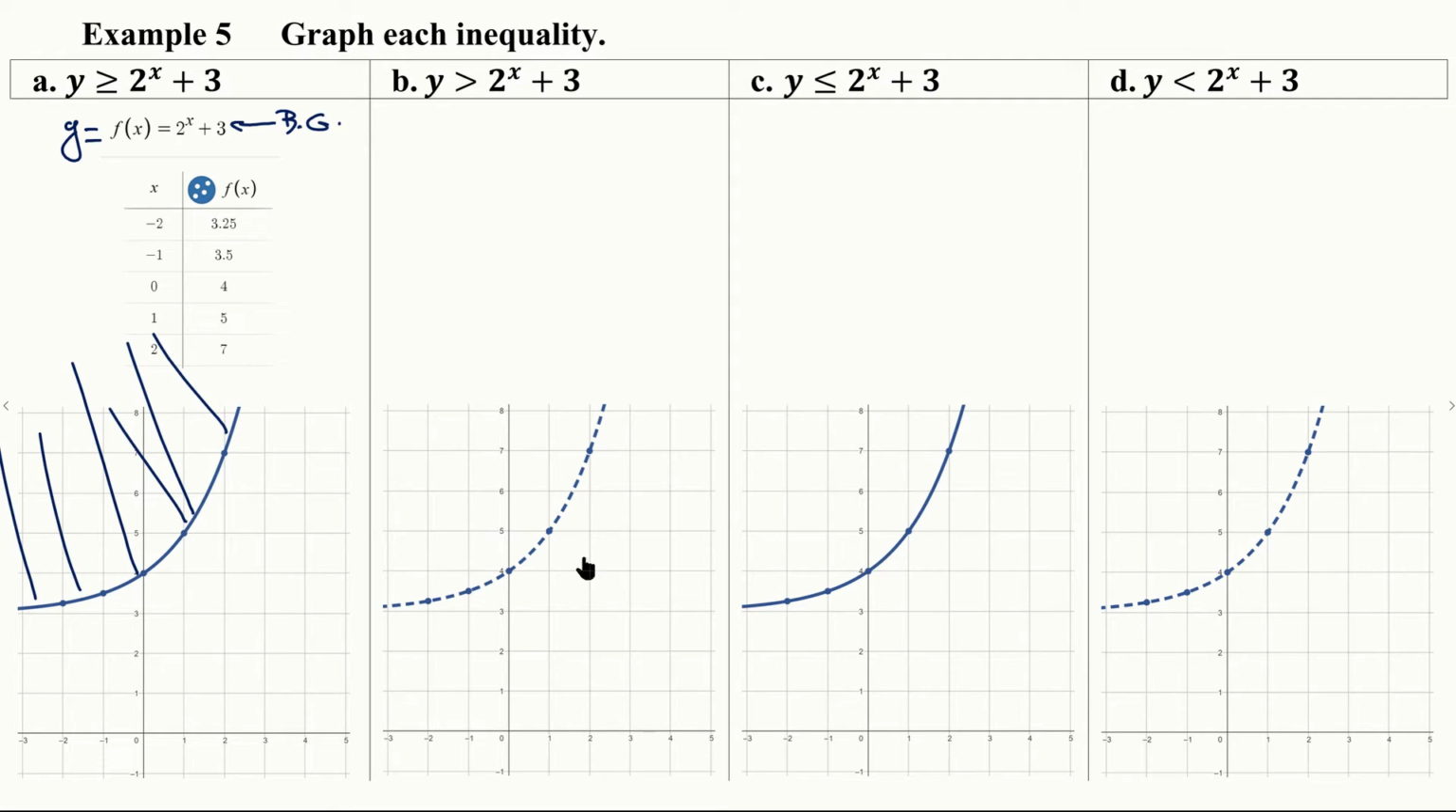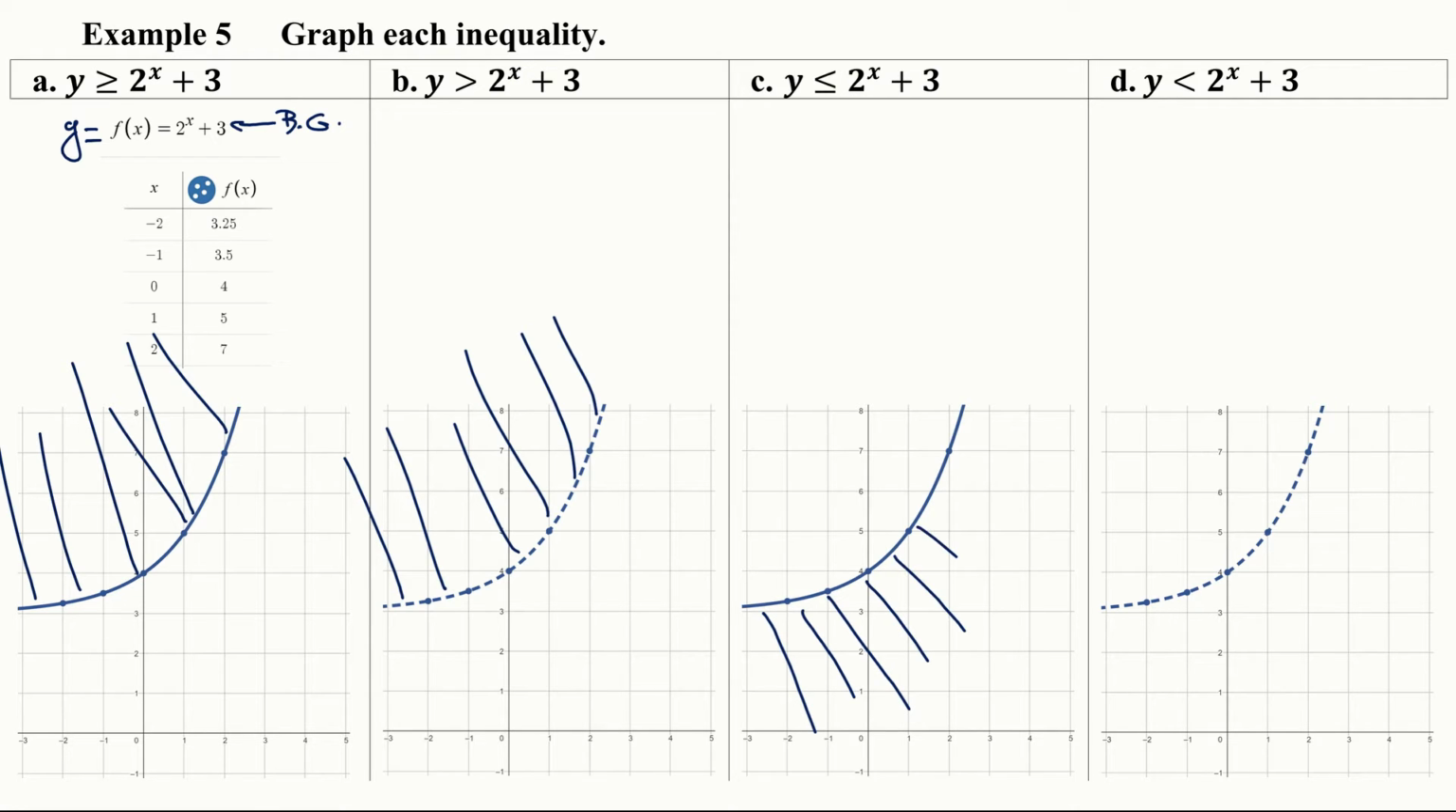For the next one, the boundary graph itself is not going to be included because we want points that are strictly above, right? Greater than. So the y values should be strictly larger than the y values on this boundary graph. For the next one, we're going to be on or below, right? So the graph is solid, and we also shade below it. So the boundary graph as well as every point below it are going to be the solution set. For this one, we're going to only want points that are below, right?